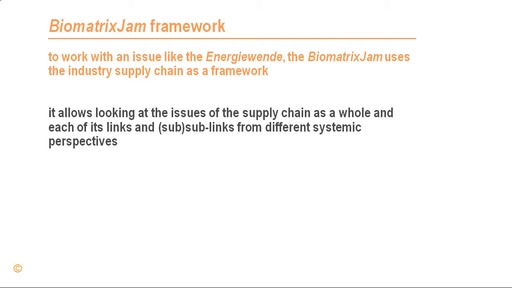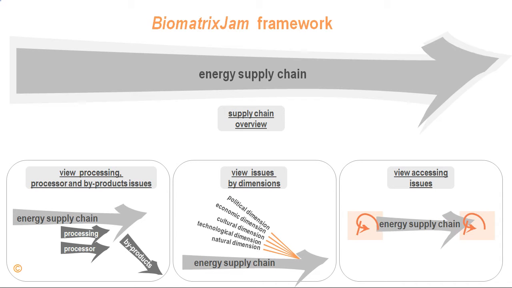To work with an issue like the Energiewende, the Biomatrix Jam uses the industry supply chain as a framework. It allows looking at the issues of the supply chain from different systemic perspectives. And we can either look at the supply chain as a whole or look at each of its links and sublinks. This is the homepage of the presentation depicting the different aspects of the Biomatrix Jam framework.